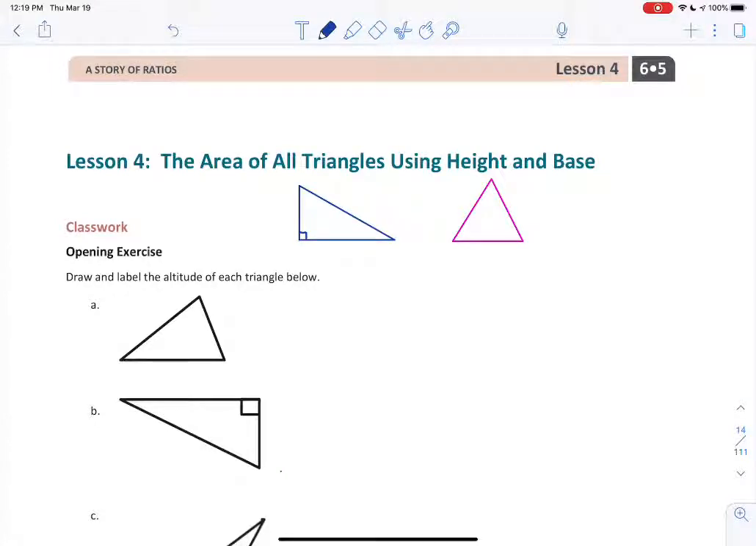This is Module 5, Lesson 4, the area of all triangles using height and base.